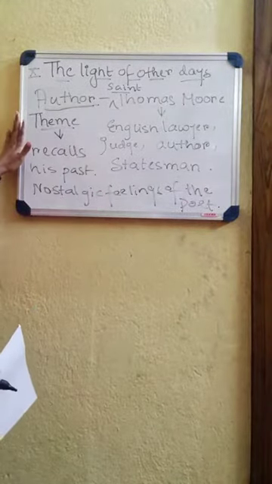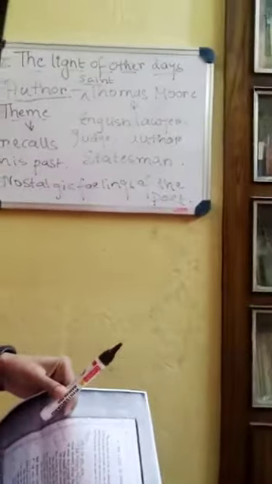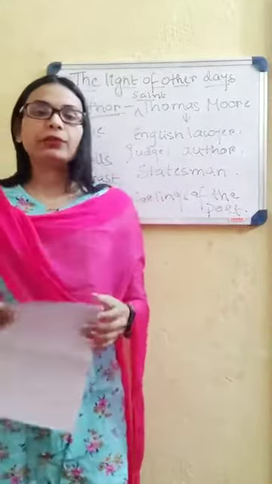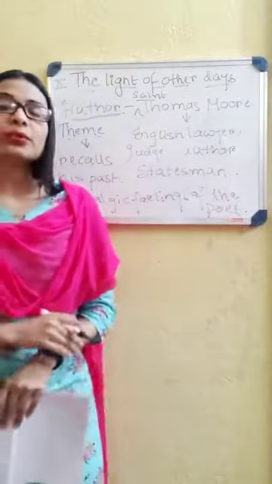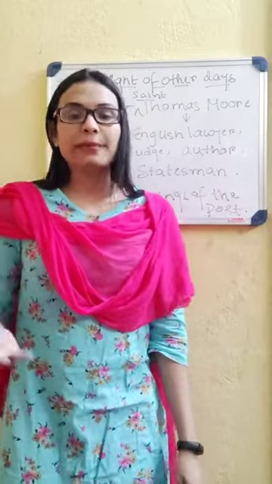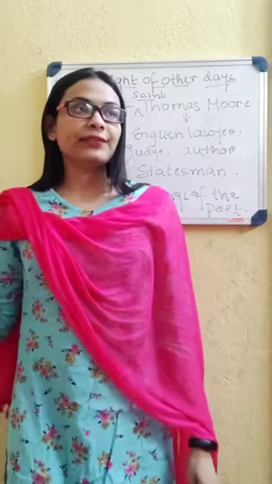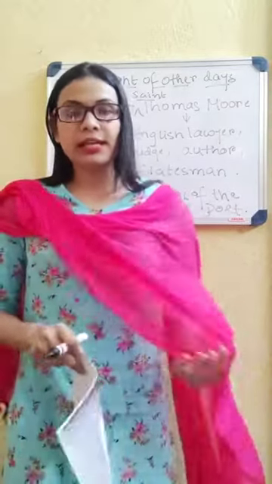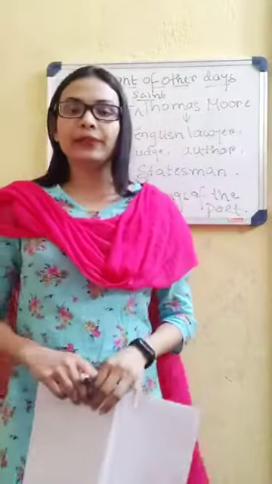So, let us start with the poem, The Light of Other Days. What do you understand? Why do you think the author is using the words the light of other days? Why light? Why not darkness? Light is a word that refers to happiness. Light gives us a happy life full of blessings of God. And so here the poet Thomas More is using the words light of other days.